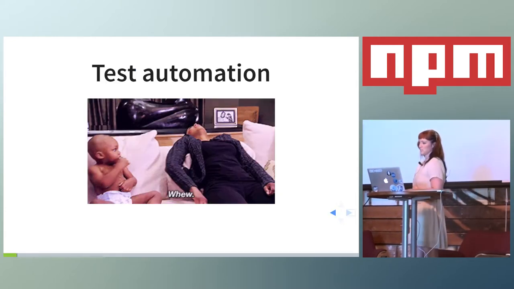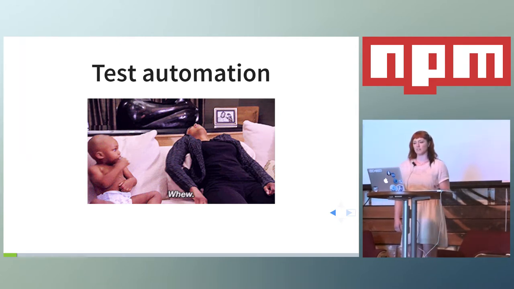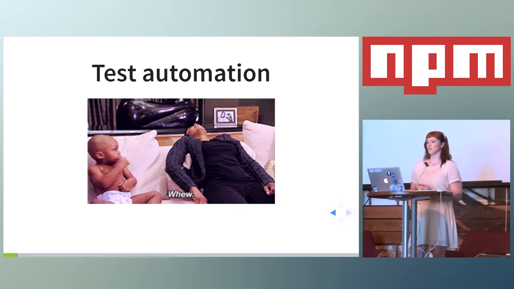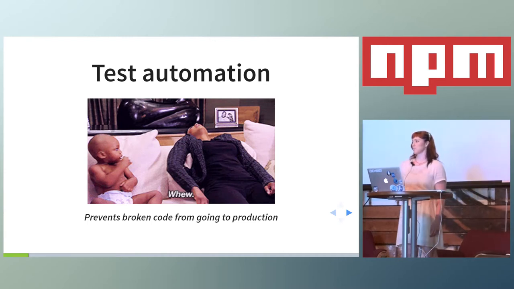So, test automation. At some point in my career, I did not know how to write software tests. I was a front-end developer, and I saw a lot of broken stuff go out the door. And I really felt like Tony Braxton in this GIF going, whew, once I learned about test automation, I could feel more confident that I could prevent broken code from going out to production.